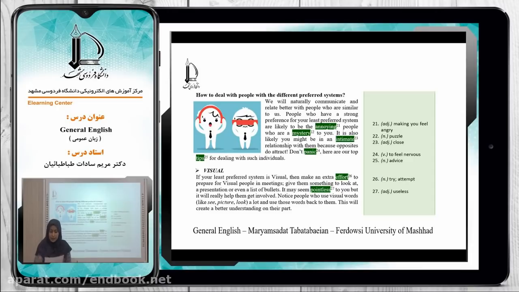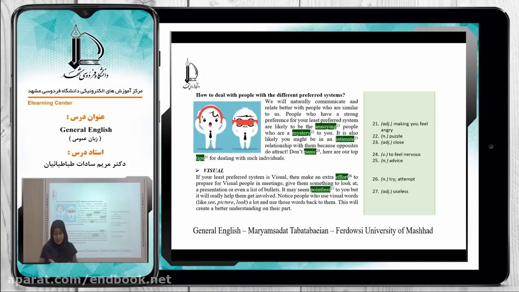So, it says if they are totally different from us, and if they use this system that we don't use, we might find them annoying. We might feel bad when we communicate with them. They may make us angry when actually we are communicating, because they're a mystery to us. They're a puzzle. They're puzzling. We cannot understand them. It's difficult to understand them.